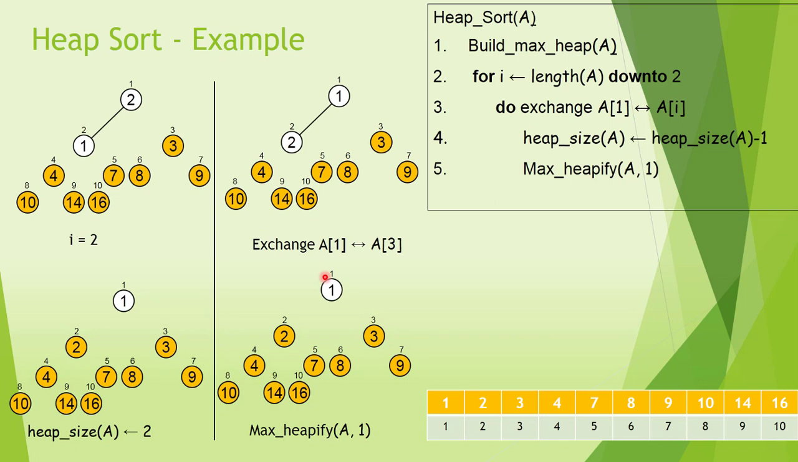When i equals 2, we have only 2 elements. So this 1 and 2 will be swapped, and 2 will be discarded from the heap. So now if you notice these elements, these are all sorted and we reach the end of the iteration, because this for loop will iterate down to 2 only. So now the i value is 2. So now the elements are sorted.